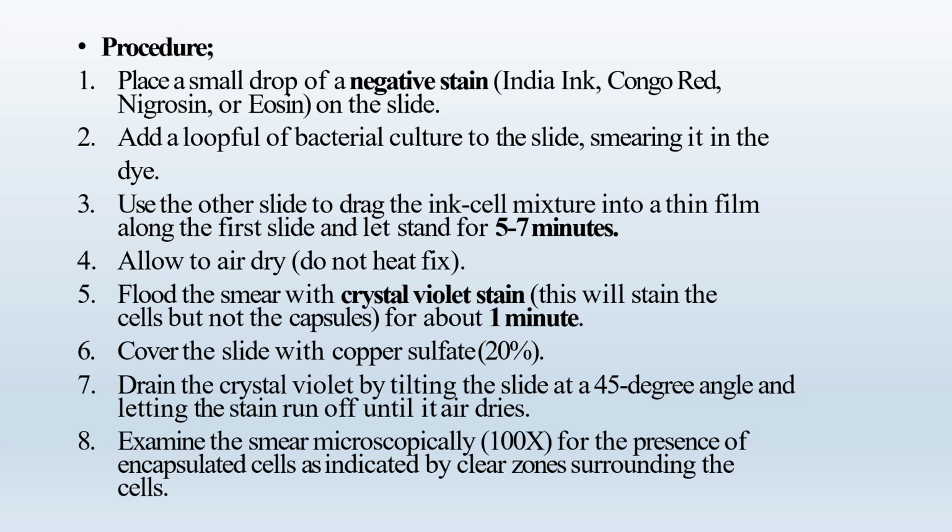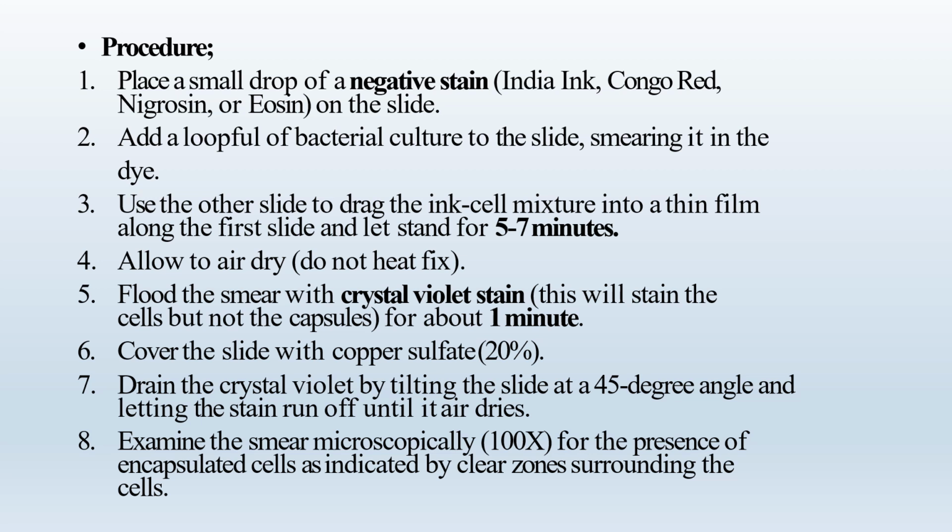The procedure of this staining technique includes: first, a small drop of negative stain, which can be Indian ink, Congo red, nigrosin or eosin, is placed on the slide, and then a loopful of bacterial culture is placed on the slide to make the smear. Then another slide is dragged over this ink-cell mixture to make a thin film, which is then air dried for 5 to 7 minutes.